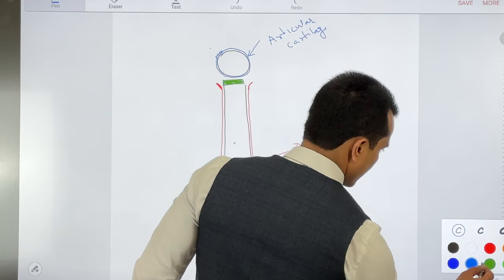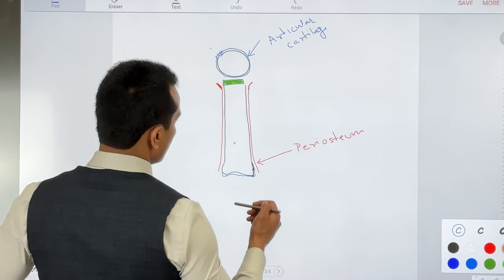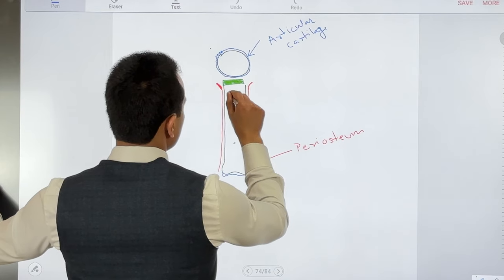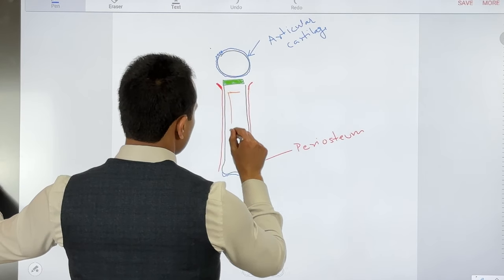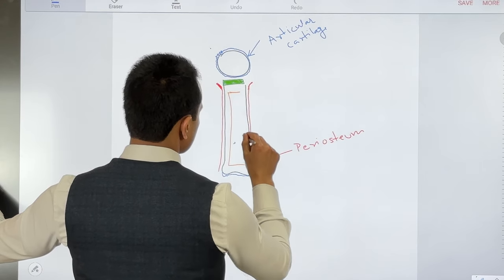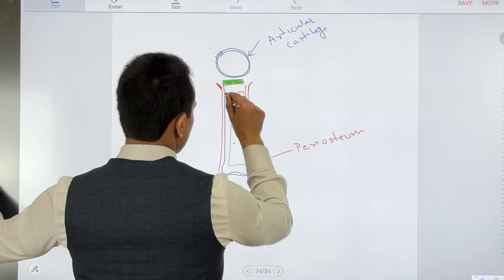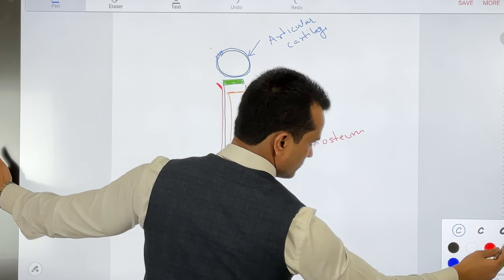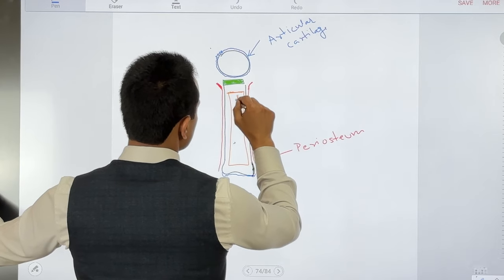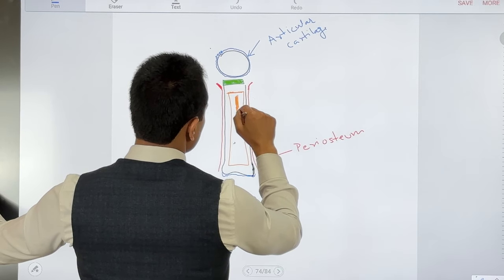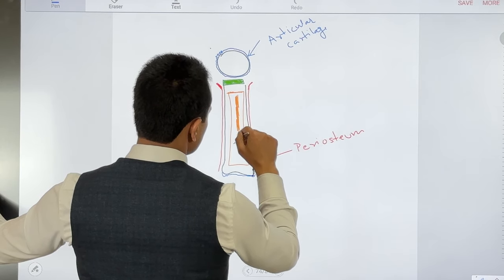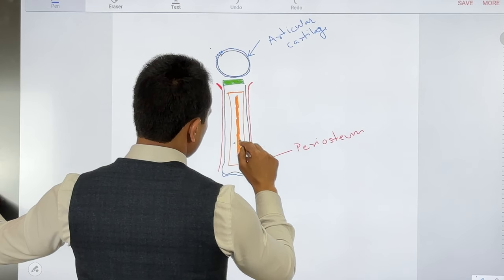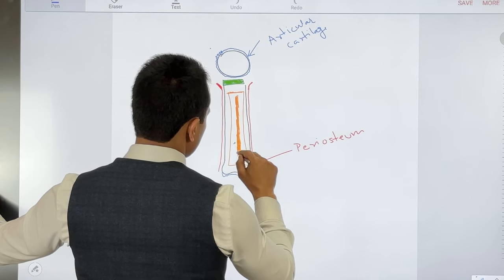And inside the long bones, you already know that you have got the medullary cavity. Let's suppose this is your medullary cavity here, and in this medullary cavity you have got yellow marrow. This marrow is the storage of fats inside the long bones, and this is called yellow marrow.